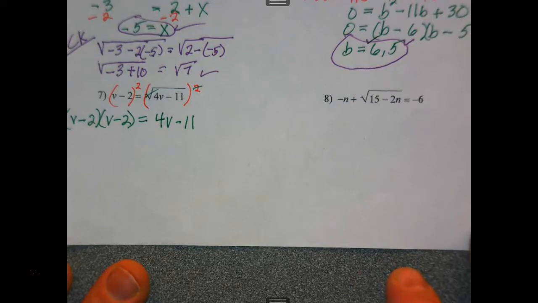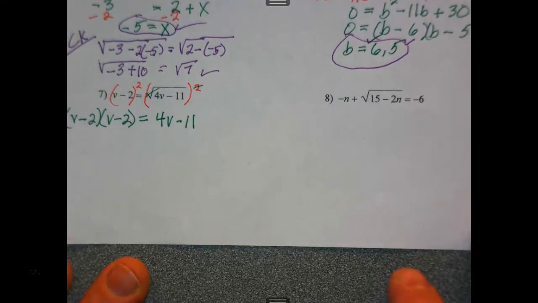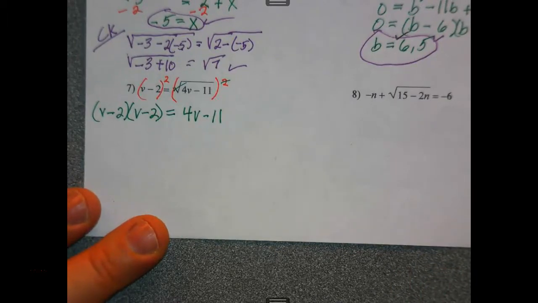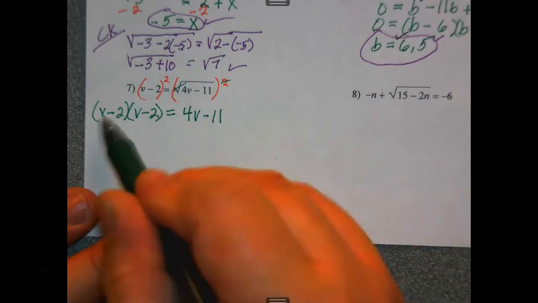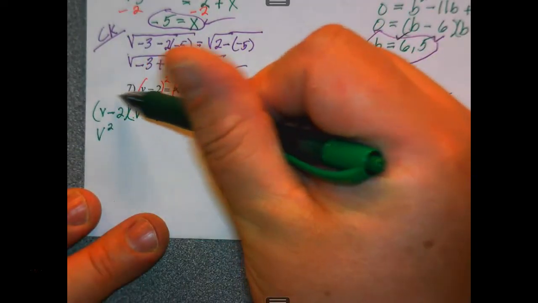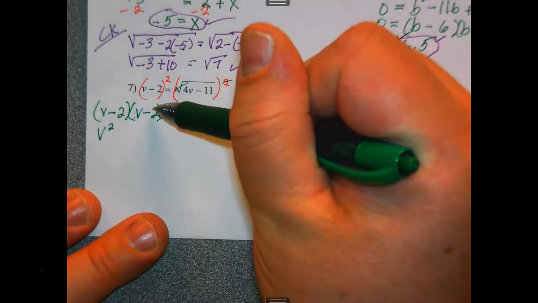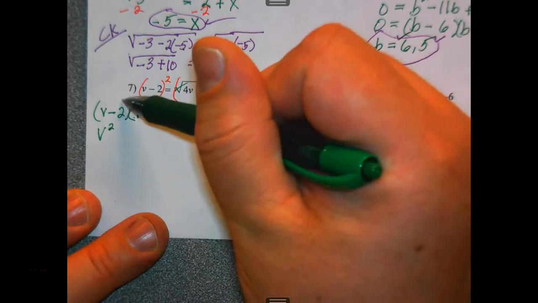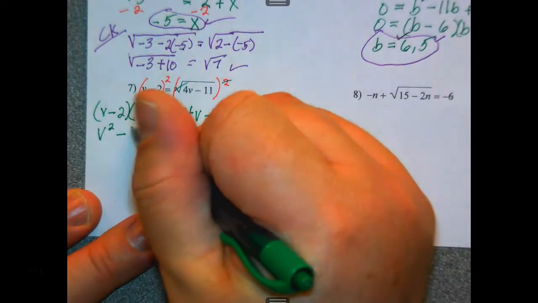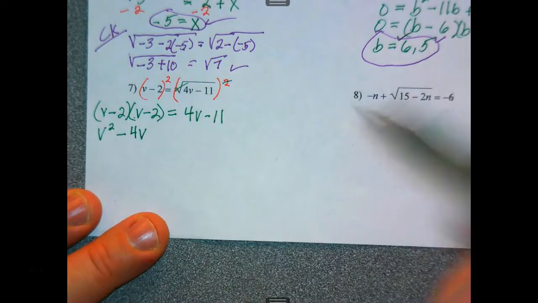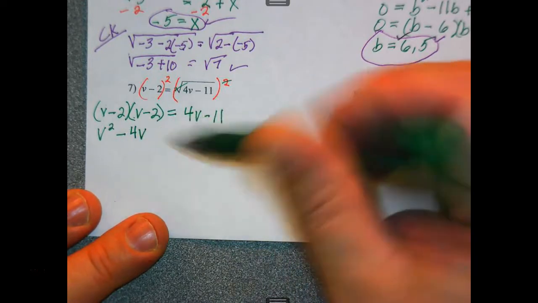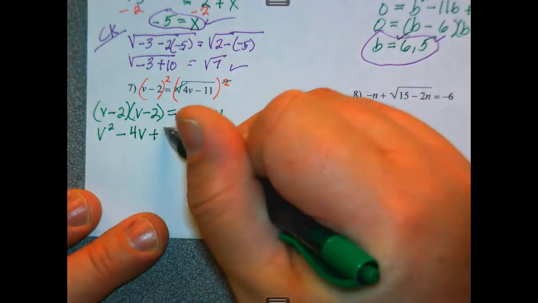I have a binomial times a binomial. What do I do? FOIL it. This is where the fun kicks in. V times v is v squared. Outer: v times negative 2 is negative 2v. Inner: negative 2v. Negative 2v plus negative 2v is negative 4v. Last: negative 2 times negative 2 is a positive 4.